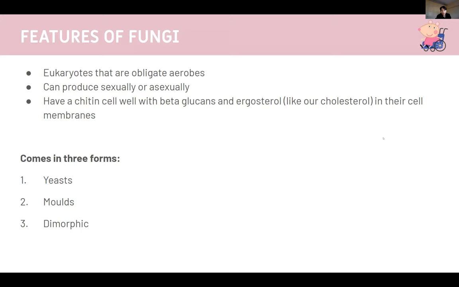So fungi are eukaryotes that are obligate aerobes, so they must have oxygen to survive. They can reproduce sexually or asexually, and they have a chitin cell wall with beta glucans and ergosterol. This is like our cholesterol, but slightly different in structure, and that's in their cell membranes. Importantly, fungi come in three different forms: yeasts, molds, and they can be dimorphic, which is they can be either a yeast or a mold, depending on the temperature.